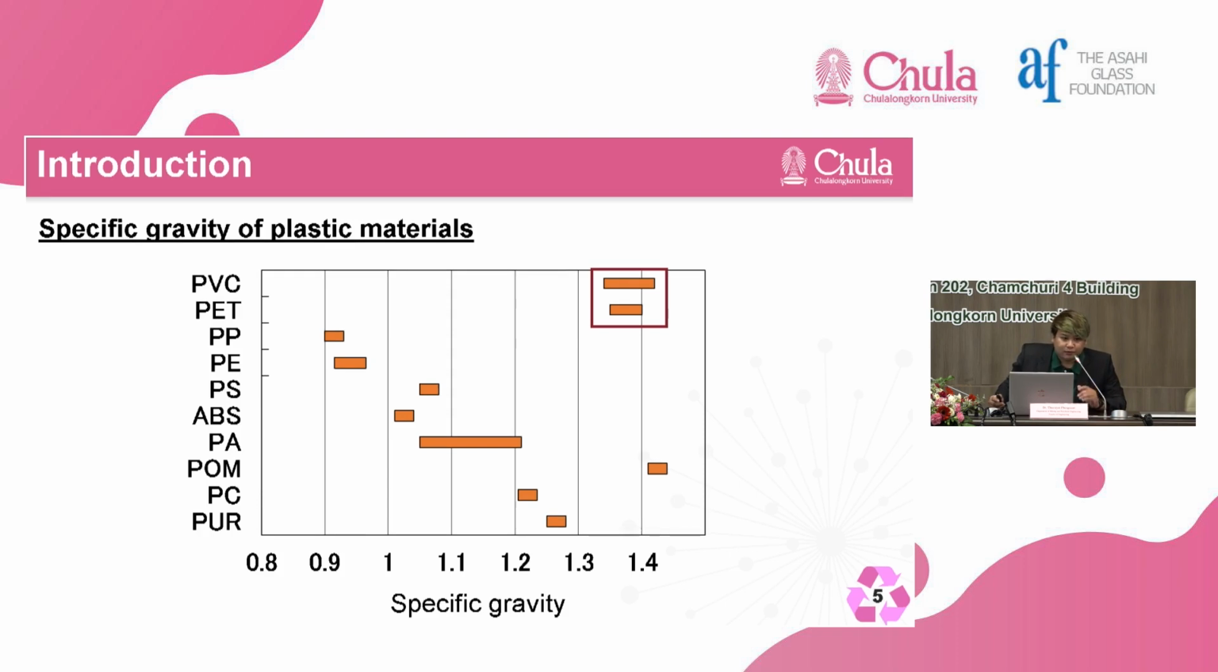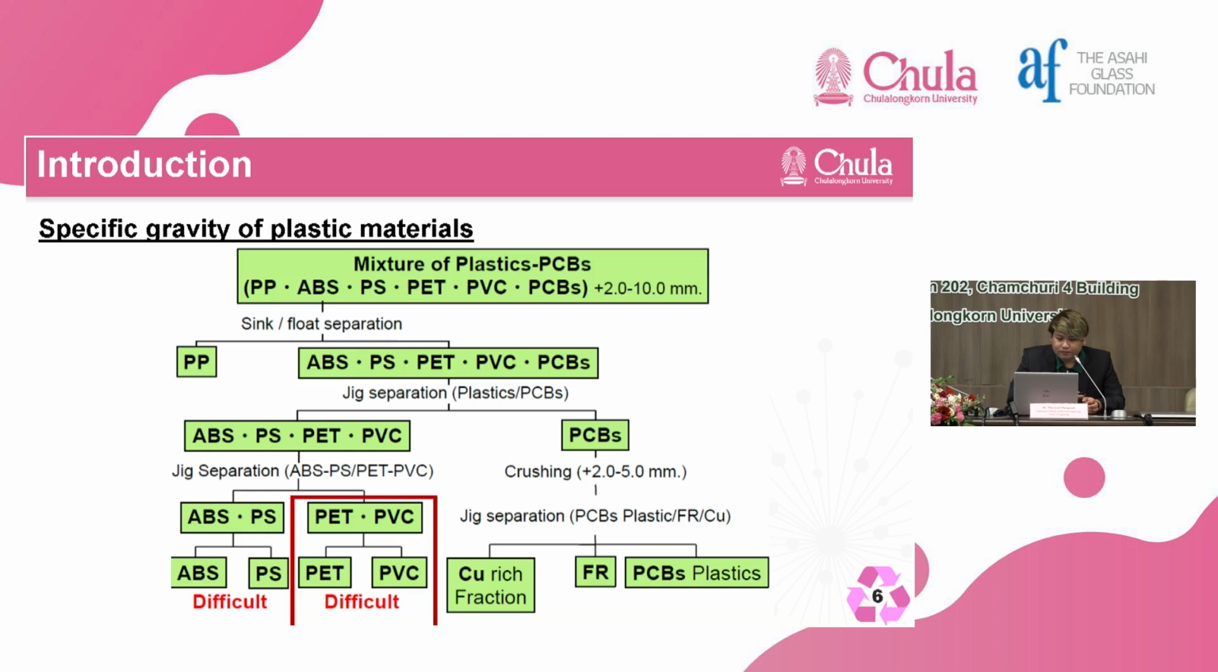So for the research that I got funding from the Asahi Glass Foundation, I focused on PET and PVC. This is an example of the flow chart for plastic separation. It can be shown that they can be separated. However, some plastics are difficult, like PET and PVC.